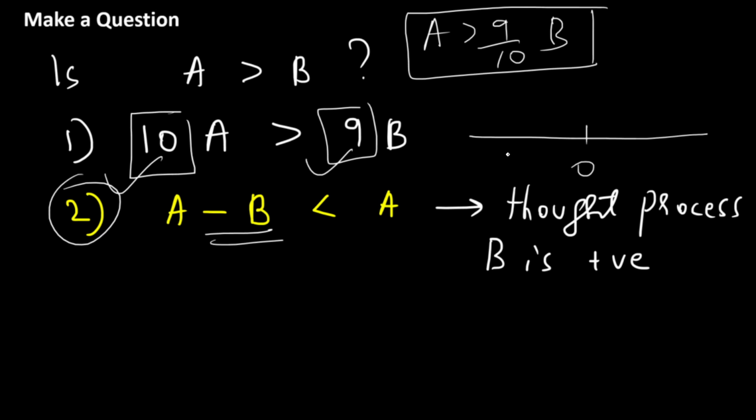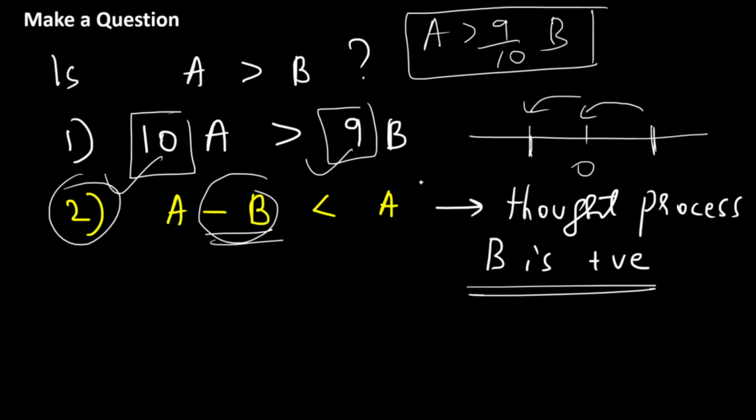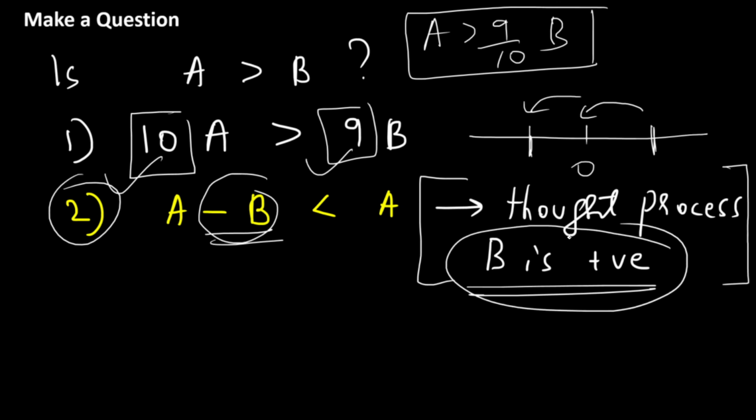You can also just plug in some numbers and identify the pattern. Now, if A is a positive value, that means A is somewhere over here, or if A is a negative value, or if A is 0, in any case, if you subtract a positive value from A, you will just go towards the left. That is, A minus B will always be less than A if B is a positive value. So that's the thought process. I'm just converting this thought process into an inequality when I say that A minus B is less than A. So from statement 2 alone, all you can find out is B is positive. So basically the information that B is positive is encoded in the form A minus B is less than A.